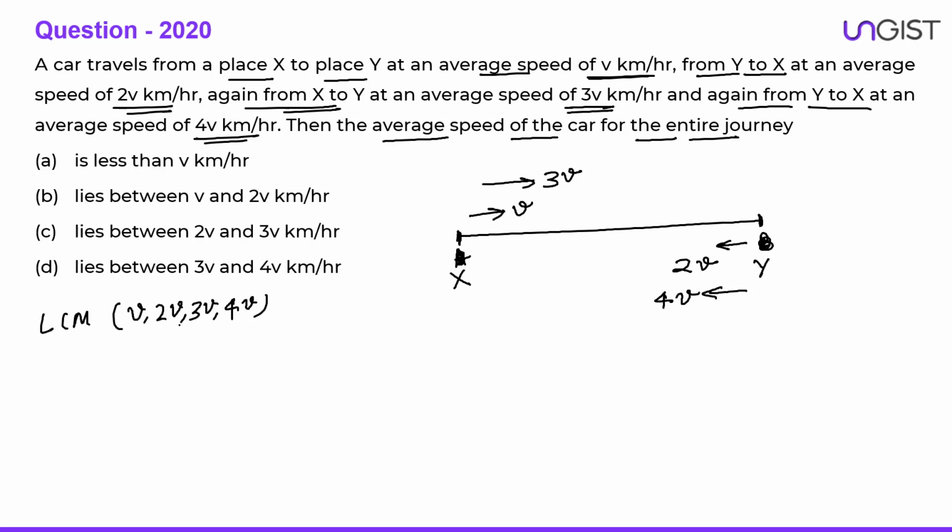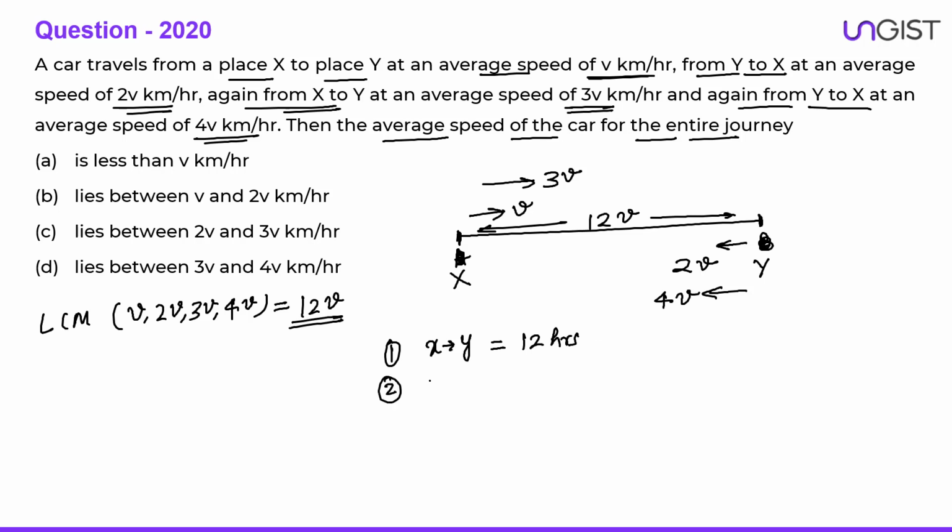LCM of v, 2v, 3v, 4v is equal to 12v, right? So just assume the distance between them is 12v kilometers. Now when the person is going from x to y the first time, he is taking how many hours? 12v divided by v, so he is taking 12 hours.